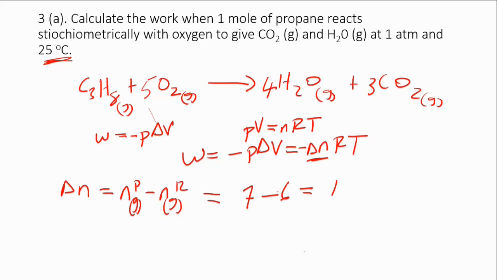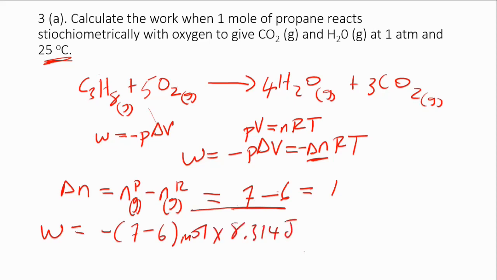All right, let's go through the calculation now. Work is equal to minus, and I'll put this calculation back down here, 7 minus 6, and this is mole times 8.314 joules per Kelvin per mole. We always include our units in our calculations so we can see how they cancel out. Also our temperature, about 298.2 Kelvin. Kelvin here will cancel with that one, and reciprocal mole will cancel with this mole here.